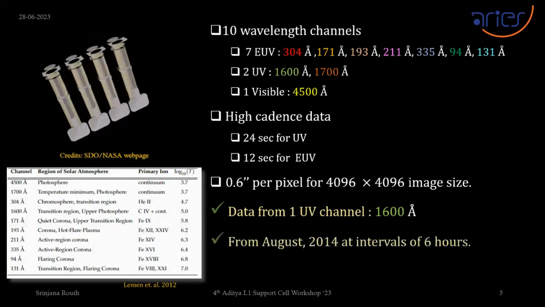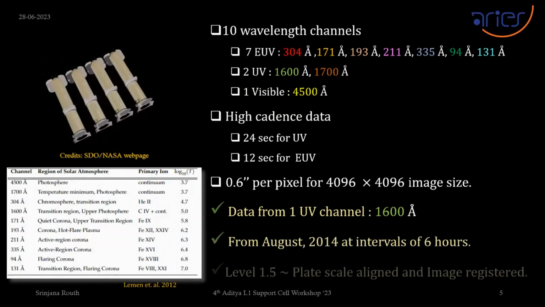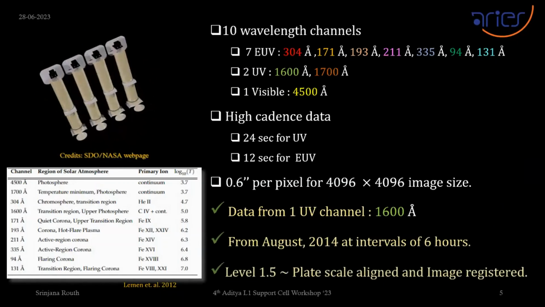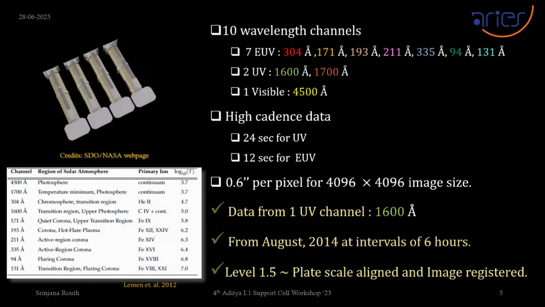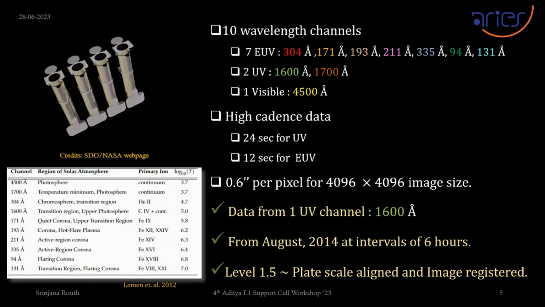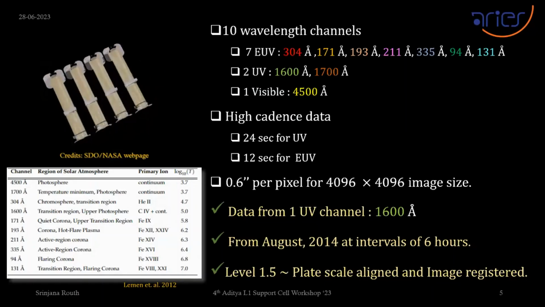For this small project, we will be using data from only one UV channel, 1600 angstrom, no surprise over here. This data is from the period of August 2014 and is at intervals of 6 hours. This data is already level 1.5, so you don't need to do the pre-processing for image registration and plate scale alignment. So we will be using this level 1.5 data only.